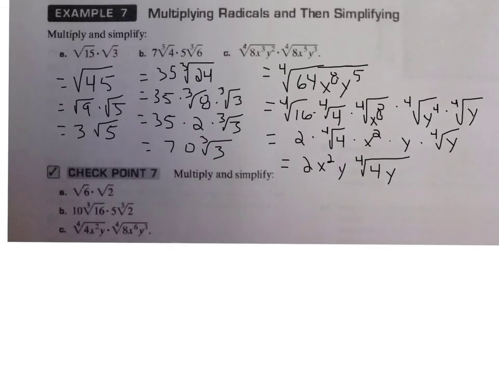The answer to checkpoint 7a is 2 times the square root of 3. B is 100 times the cube root of 4. And C is 2x squared y times the fourth root of 4.